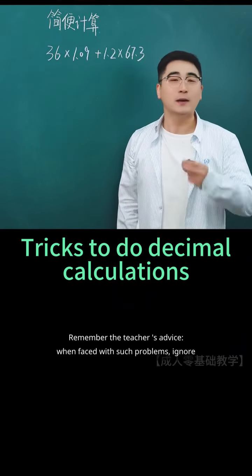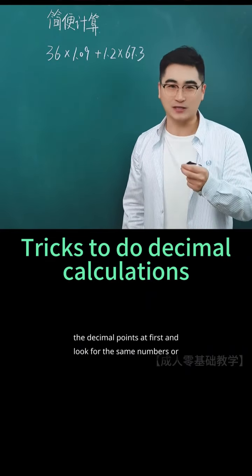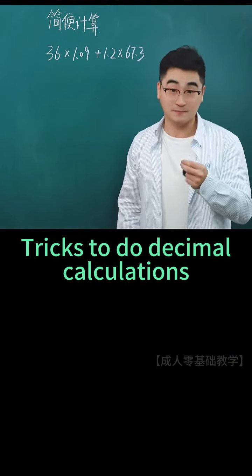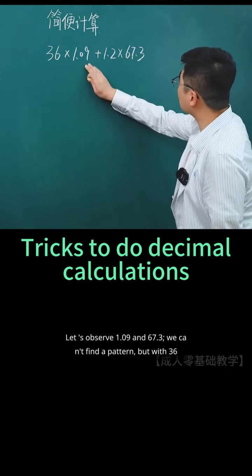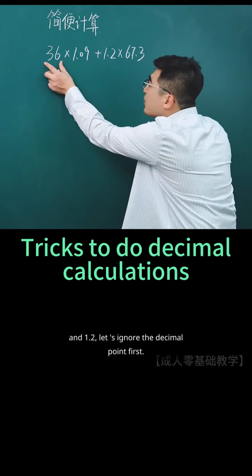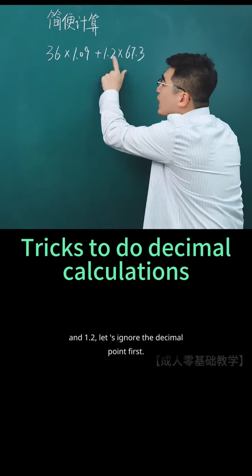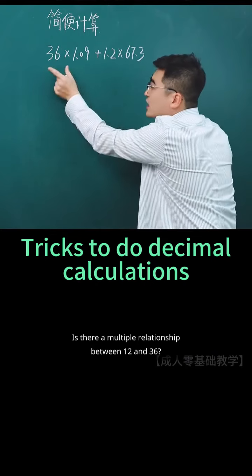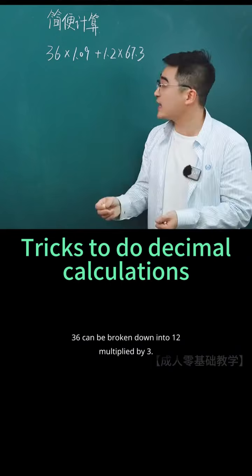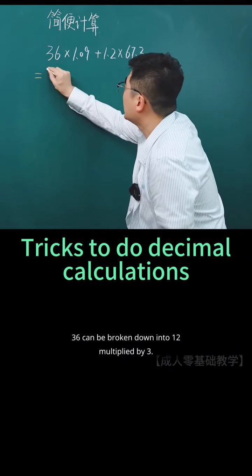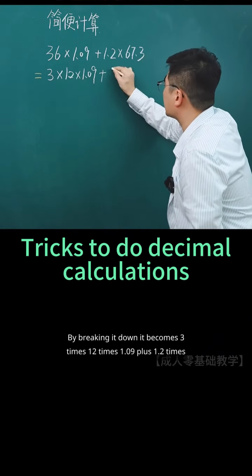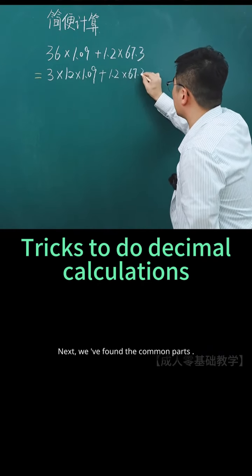Remember the teacher's advice: when faced with such problems, ignore the decimal points at first and look for the same numbers or multiples of the same numbers. Let's observe. 1.09 and 67.3. We can't find a pattern. But with 36 and 1.2, let's ignore the decimal point. First, is there a multiple relationship between 12 and 36? 36 can be broken down into 12 multiplied by 3. By breaking it down, it becomes 3 times 12 times 1.09 plus 1.2 times 67.3.